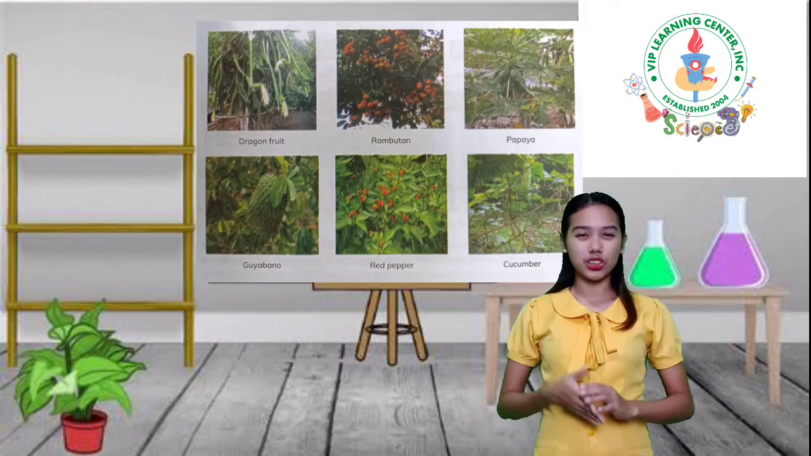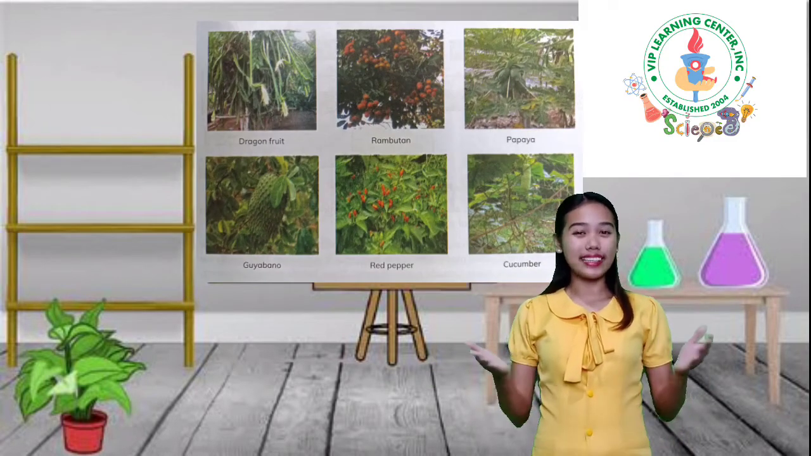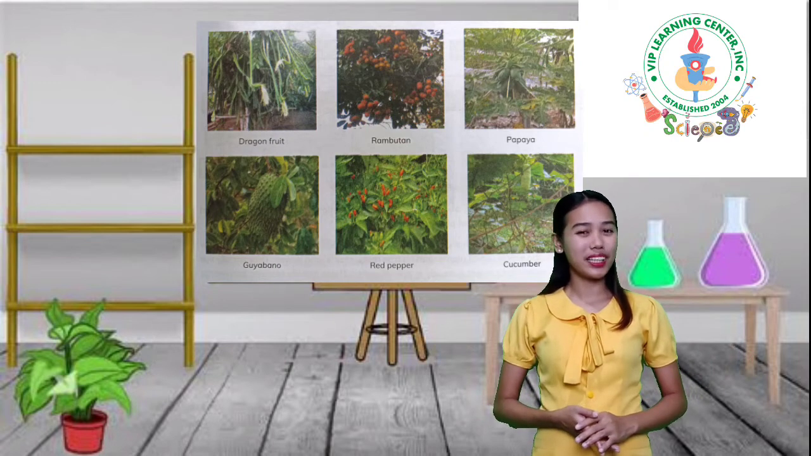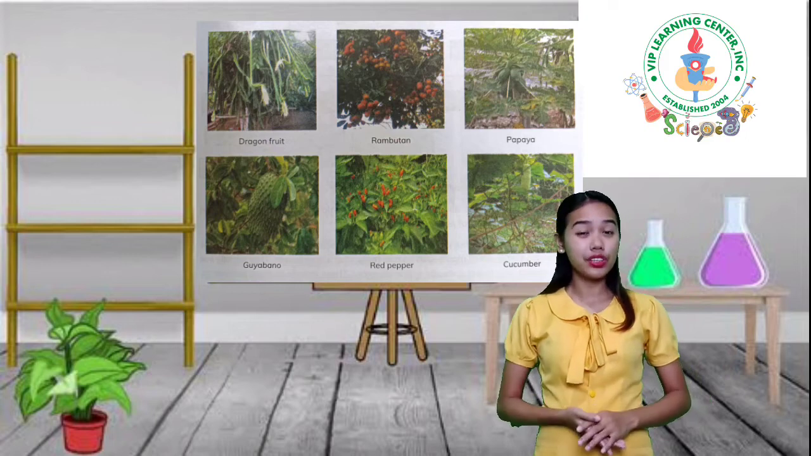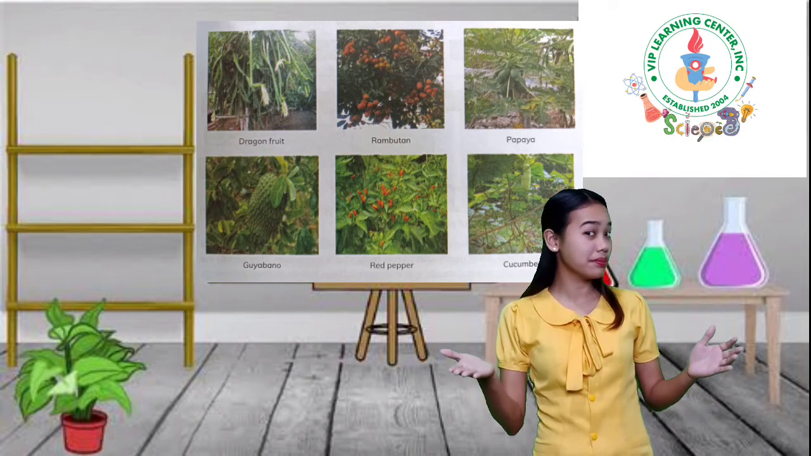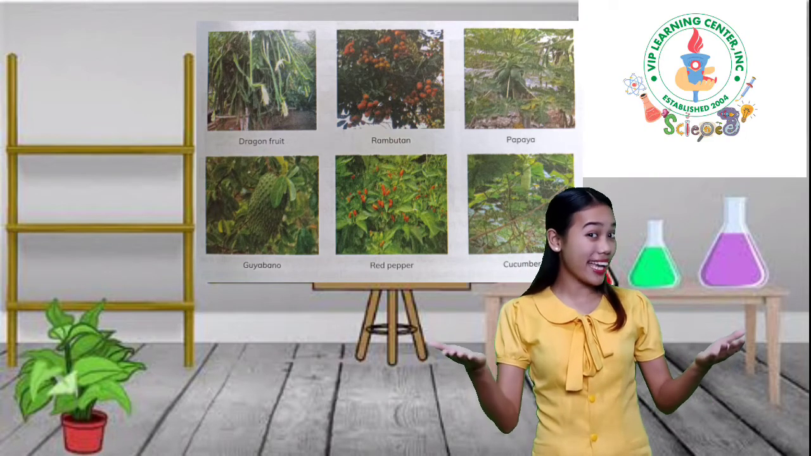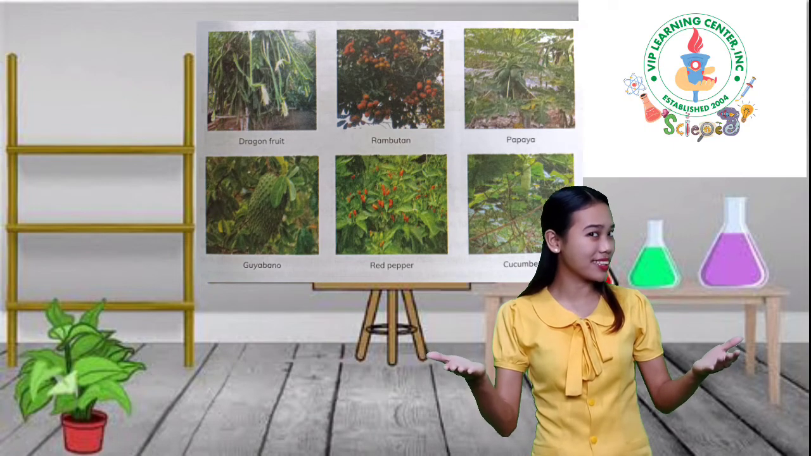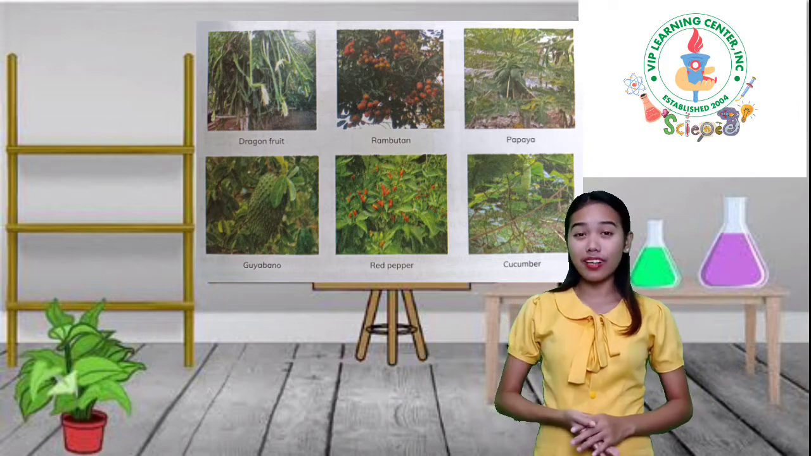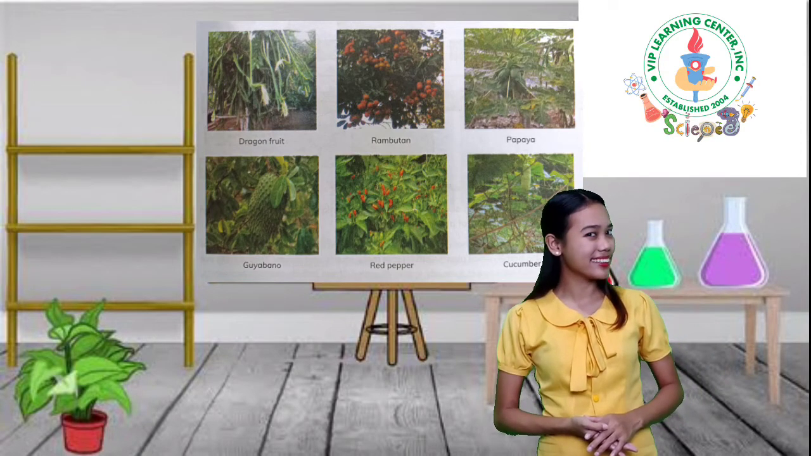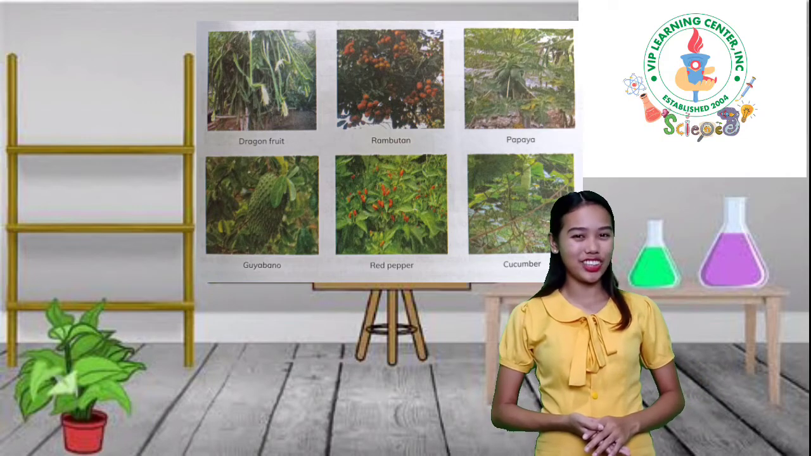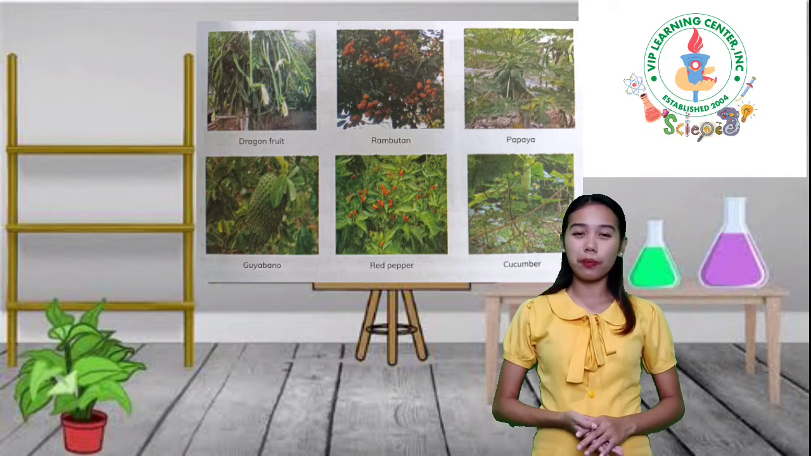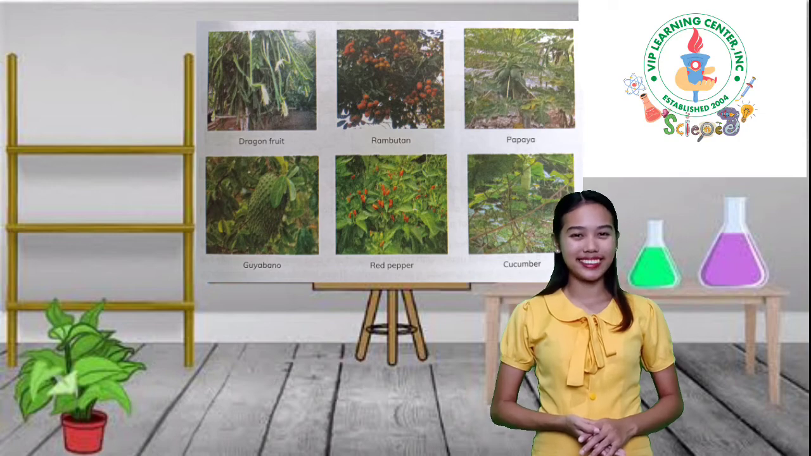Look at the pictures of plants. What is common to all plants in the pictures? Could you infer where all the fruits on the plants have come from? What can you say about the role of flowers? How do these plants make more of their kind? Well, let us answer these questions as we learn about the reproduction in flowering plants.